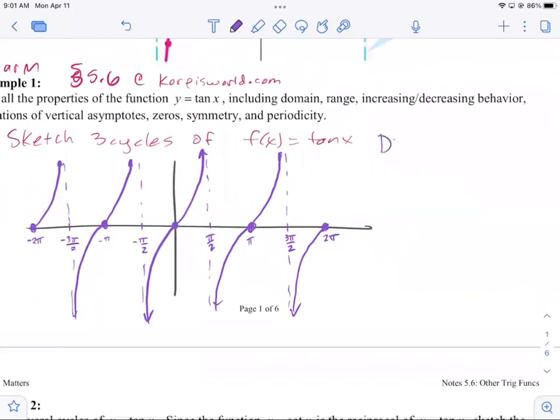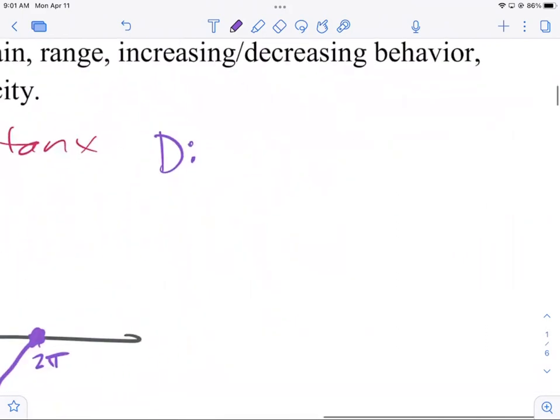Domain, is it all real numbers? Obviously not, right? There are vertical asymptotes. So do the vertical asymptotes happen at regular intervals? They do. So instead of saying which values work, it's easier for the domain to say which values don't work, and then by default, all the others will work. Kind of like when we divided by 0, we said x can't equal something. So let's go ahead and do that. It's the set of all x's such that x shall not be, okay? So we're doing this in set builder notation.